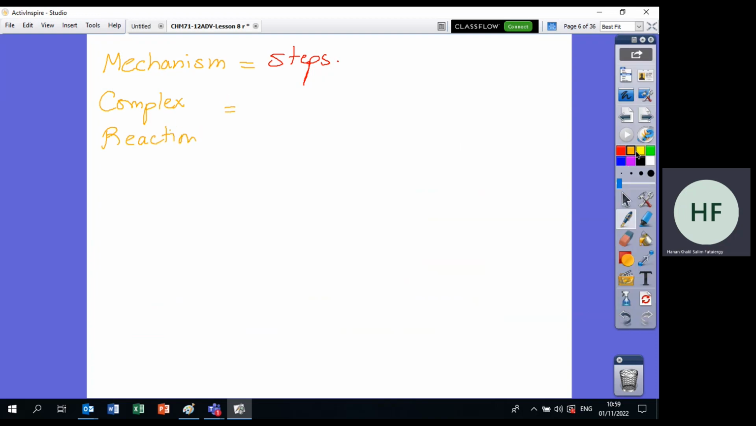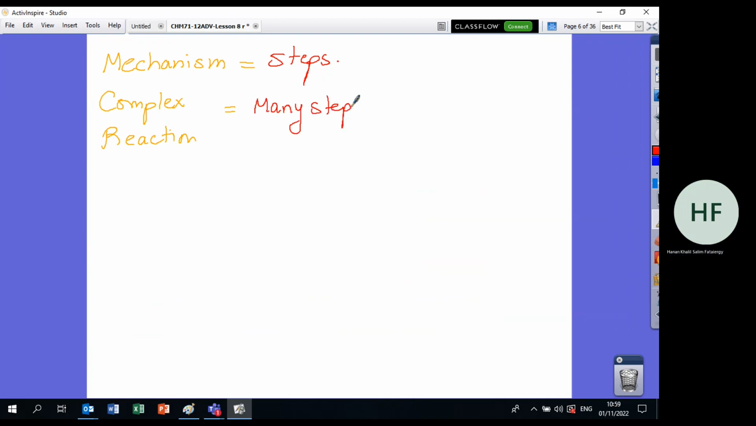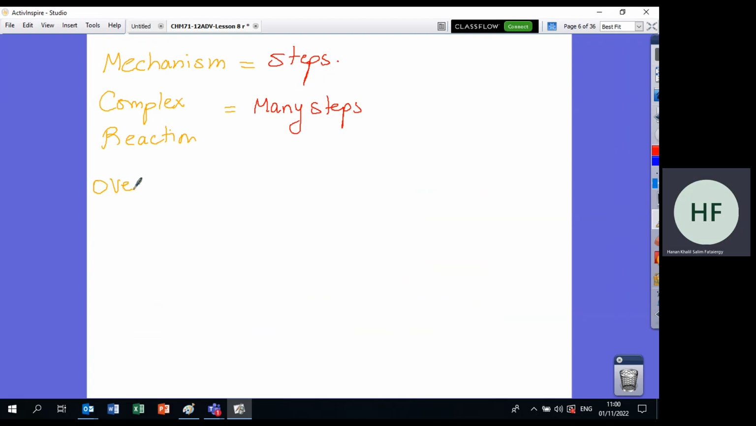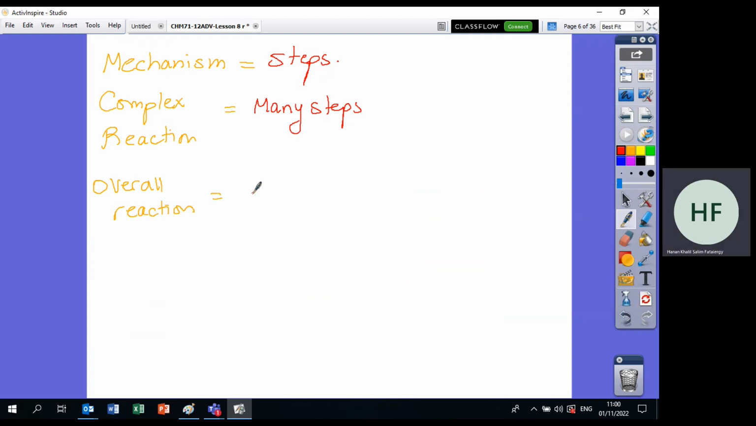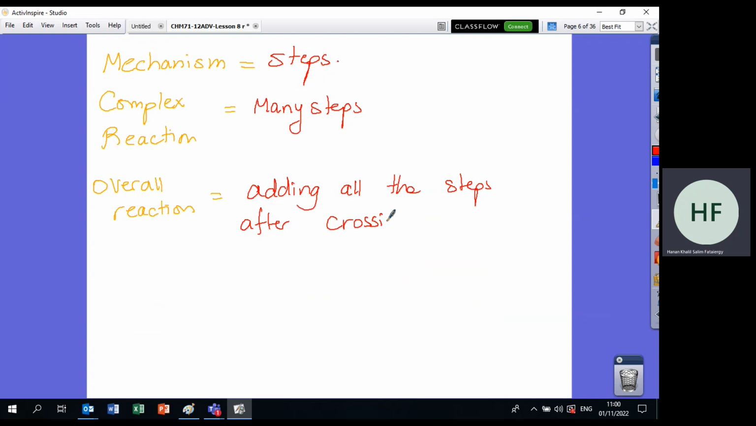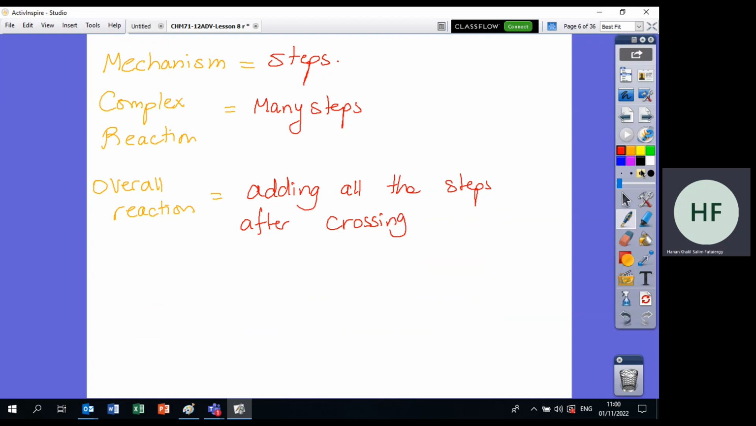Complex reaction means it is made of many steps. Okay, number 3. What is the overall reaction? Overall reaction means adding all the steps after crossing. What do we cross? If there is the same thing in the product and in the reactant, we cross them.